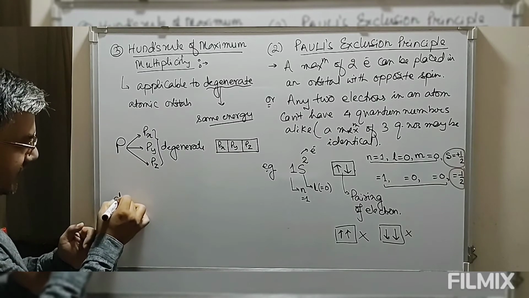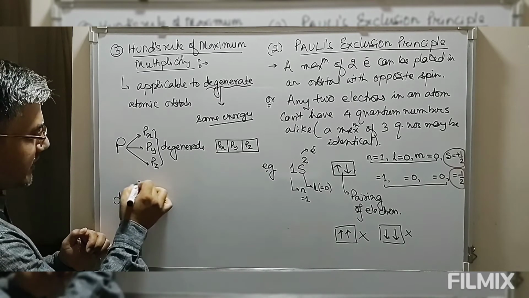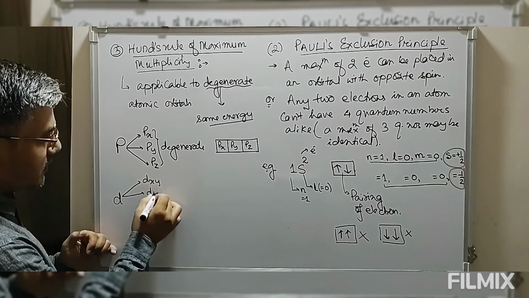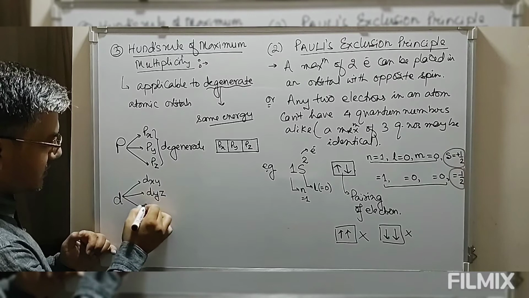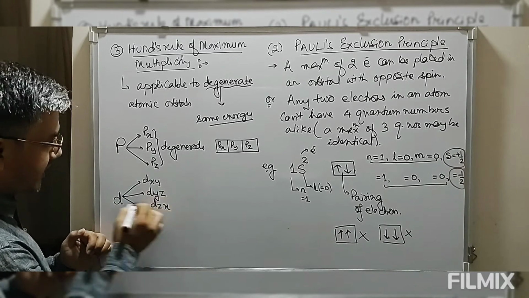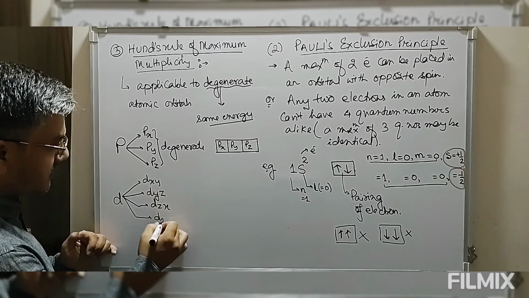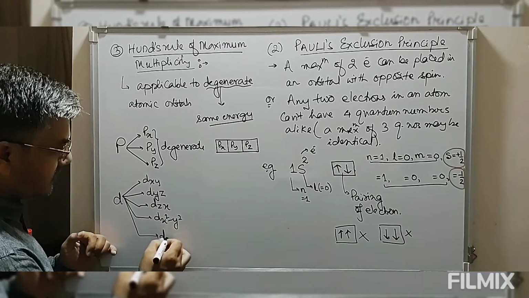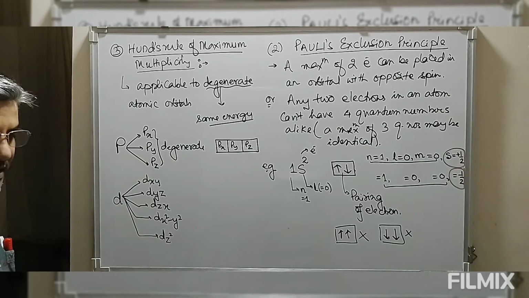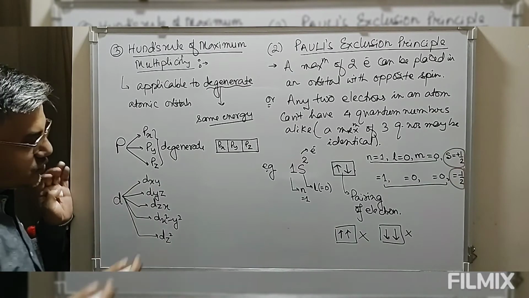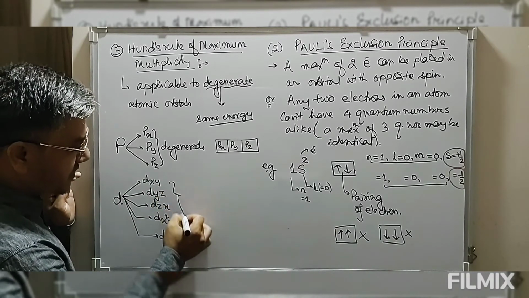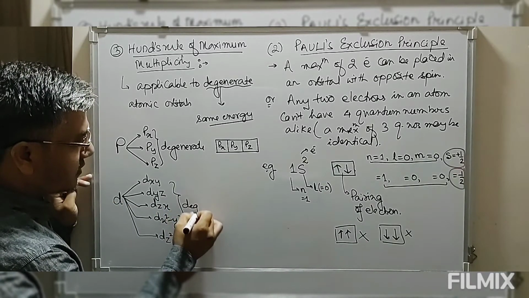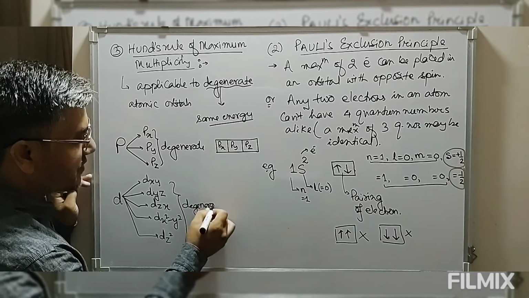Similarly, look at this, we have the d subshell. The d subshell has five orbitals: dxy, dyz, dzx, dx square minus y square, and dz square. These are the five orbitals present in the d subshell, and these are again degenerate, meaning they have the same energy level.